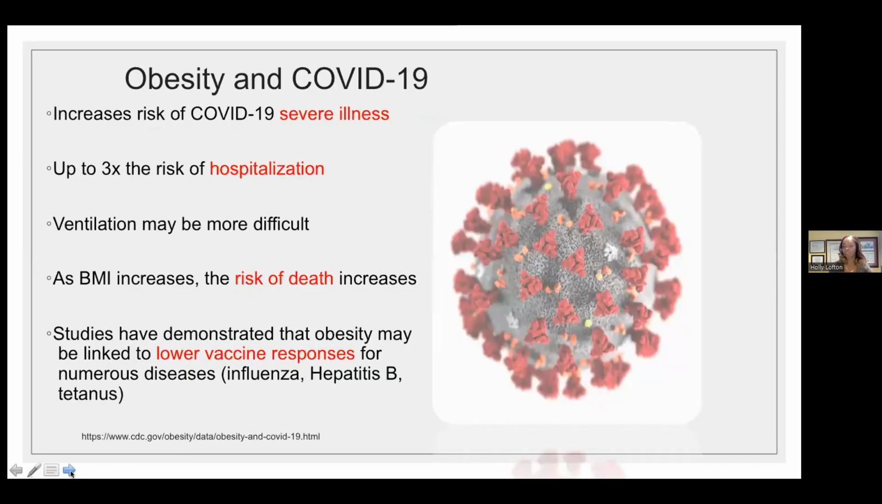I can't give this presentation without mentioning the effect of obesity and COVID. We know that in patients with obesity, COVID outcomes are worse, especially with the initial pandemic. There's a 3 times greater risk of hospitalization. As BMI increases, the risk of death increases. And actually, when looking at comorbid conditions, obesity was the highest rated condition in patients under age 65 that correlated with ventilator use, hospitalization, and mortality due to COVID-19.